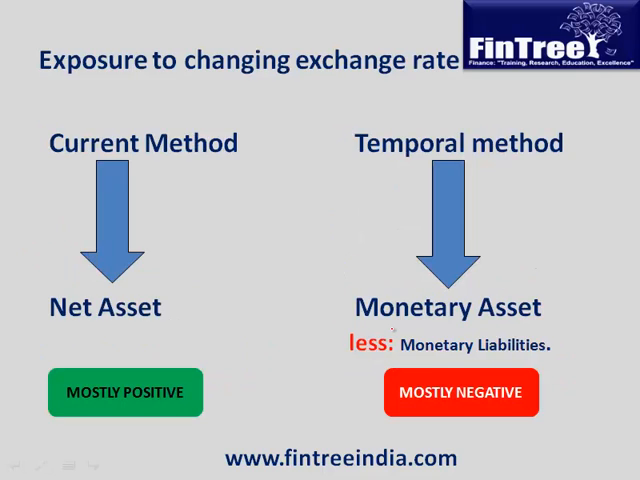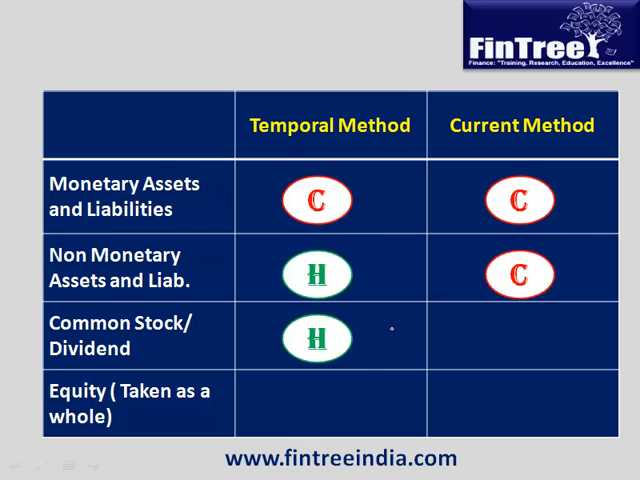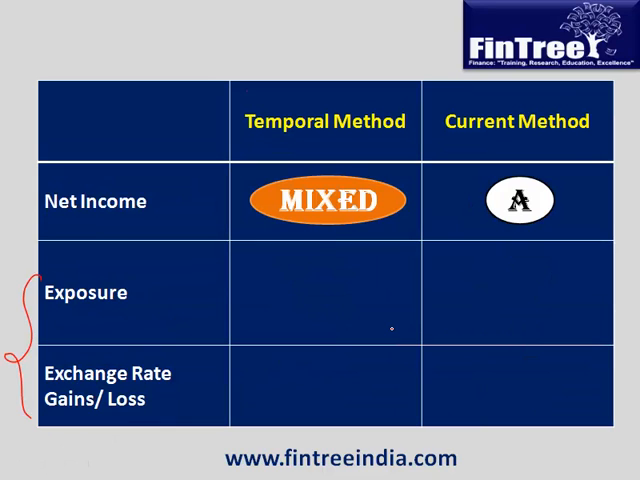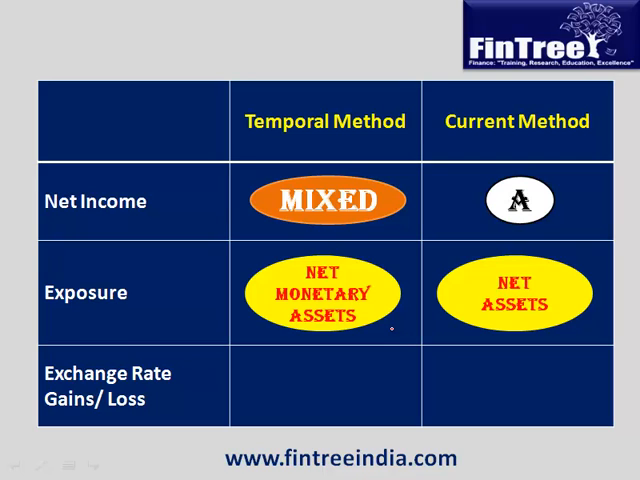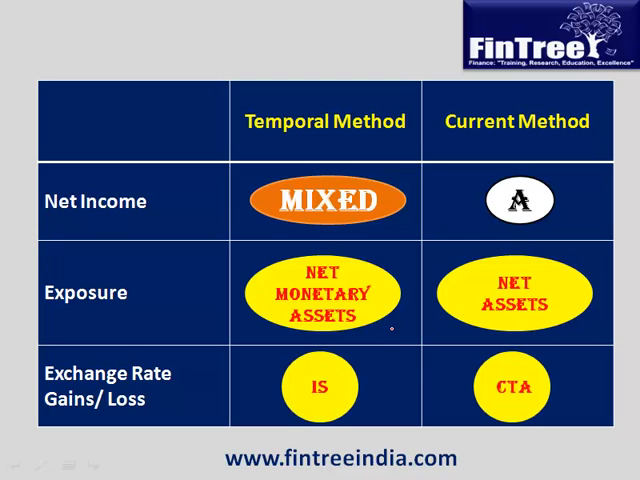Okay. So then write down this part. Okay, so let's move on. Tell me, what is the exposure under temporal? Net monetary assets. Under current, it is net asset. And exchange rate gain or loss, in case of temporal, we put that in income statement or balance sheet? Income statement. But in case of current method, we put that in CTA, which is a balance sheet item. Fine.